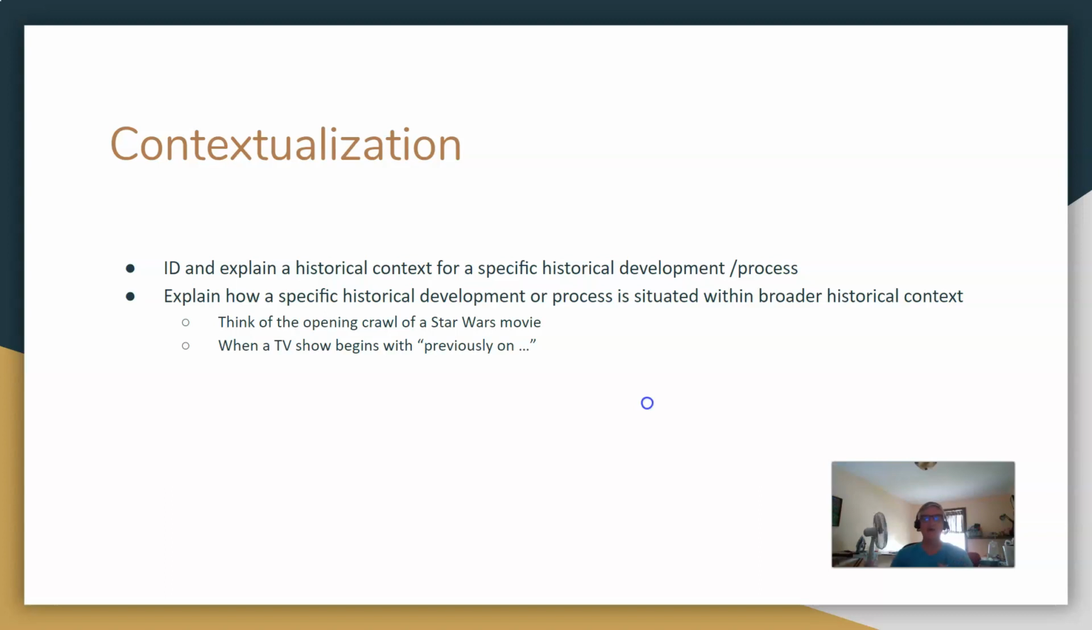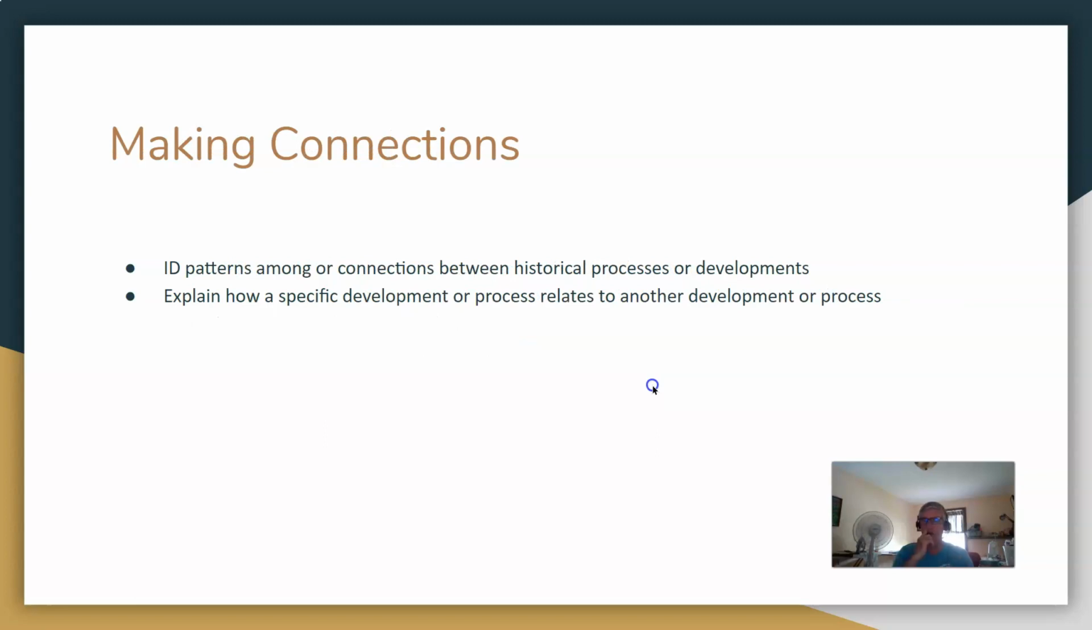And for some examples of what we're talking about here, those of you who are into Star Wars, think about that opening crawl they always have, where they tell you kind of the events that led up to what's going to go on in the movie, or when a TV show that you watch says previously on or last week on. That's the context, and we're going to work on building that and developing that as we go along through the course. The next thing, and one of the most important processes and things here, is to make connections in AP World. It's really identifying patterns among or connections between historical processes or developments.